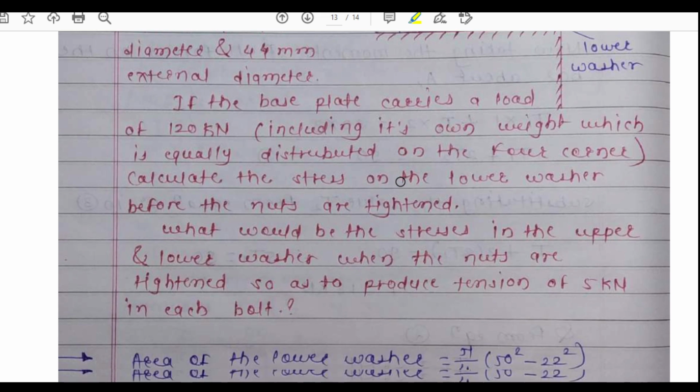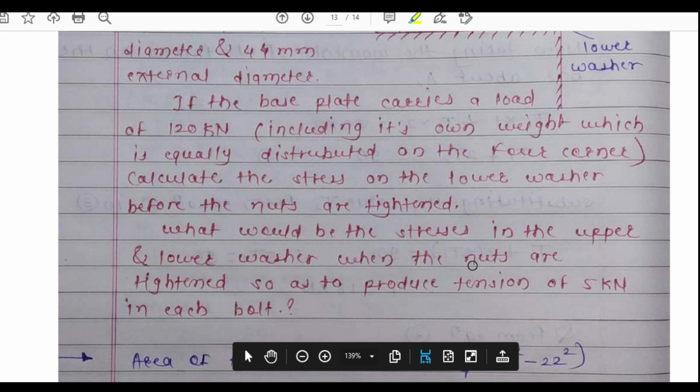Now, if the base plate carries a load of 120 kilonewtons, including its own weight, now its own weight is equally divided into four corners, they have said. Now, we have to calculate the stress on the lower washer before the nuts are tightened. Now, what would be the stresses in upper and lower washer when the nuts are tightened so that it produced the tension of 5 kilonewtons in each bolt?